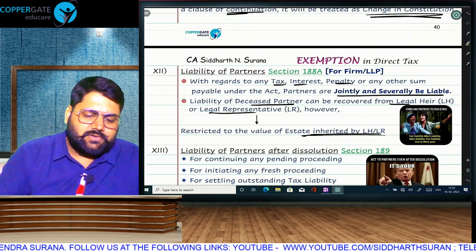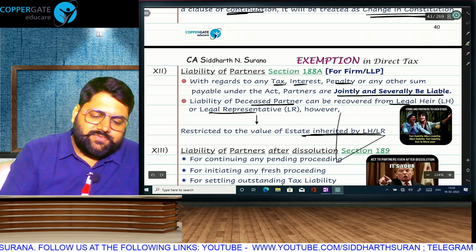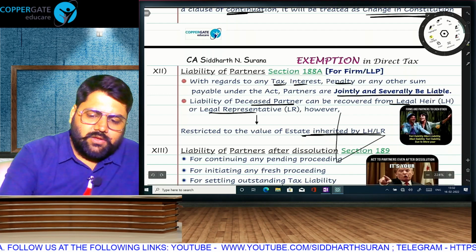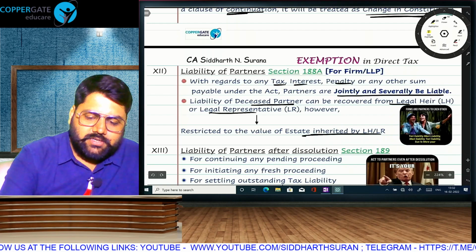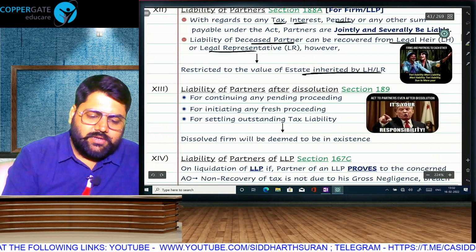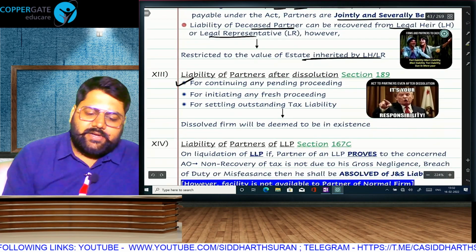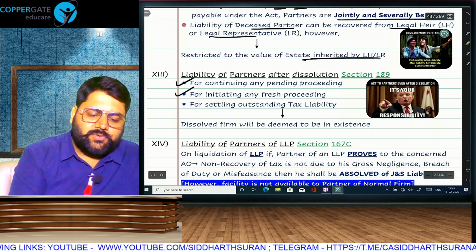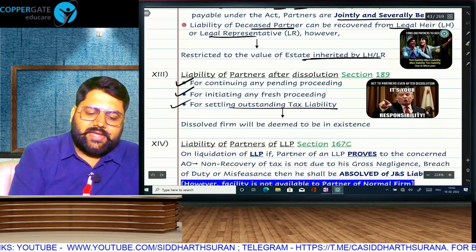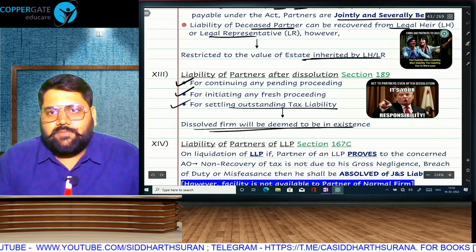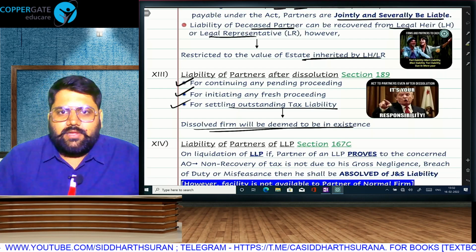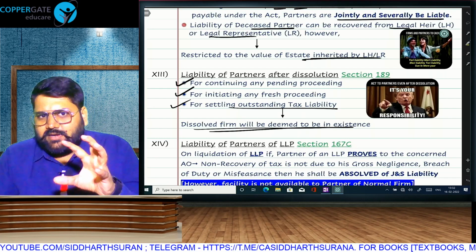Maximum liability equal to inheritance. But what if the firm has dissolved? In that case, how will we decide the liability? For any continuing proceeding, for any fresh proceeding, for settling any outstanding tax liability, the dissolved firm will be deemed to be in existence.